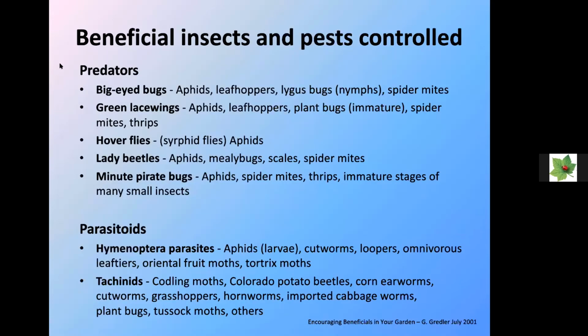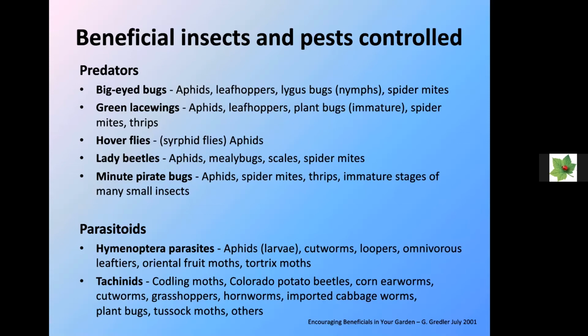So just a list of some of the different predators and the different bugs that they eat. Many of these different things are eating aphids and also leafhoppers and mealybugs and scales. Big-eyed bugs are eating lygus bugs. The lacewings are also eating different types of spider mites and also thrips. The minute pirate bugs are eating different immature stages, so those younger larva stages of different insects.